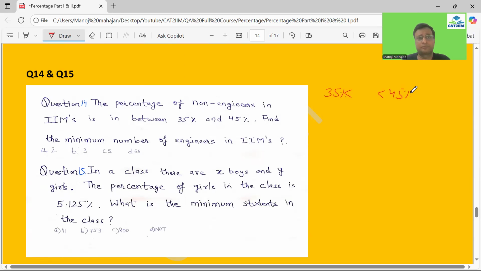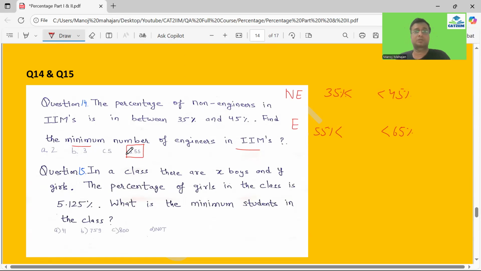Now the question talks about finding the minimum number of engineers in the IIMs. First of all, remember it doesn't talk about the minimum percentage of engineers. It talks about the number. A lot of students commit mistakes. This is the non-engineer range. What they do is calculate the engineer range by subtracting from 100. So 100 minus 35 will be 65, and if I subtract 45, I'm going to have 55. Now they would have a tendency to mark option D, which would actually be incorrect.